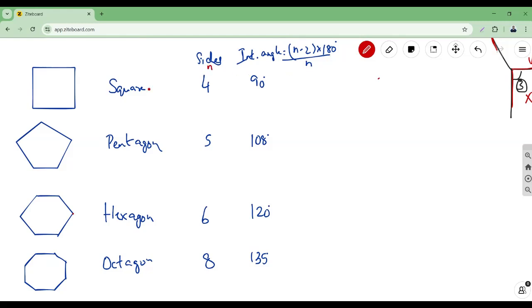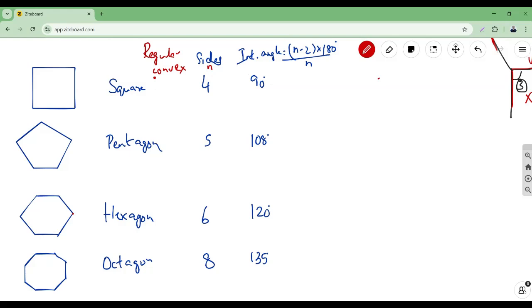So using that, I've already found out what one interior angle of every polygon here is. And for the sake of understanding, we are taking regular convex polygons. Convex polygons means none of the interior angles are reflex angles. There are no reflex angles inside the polygon.